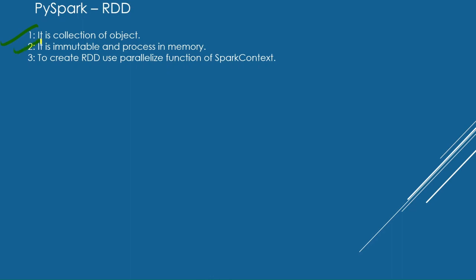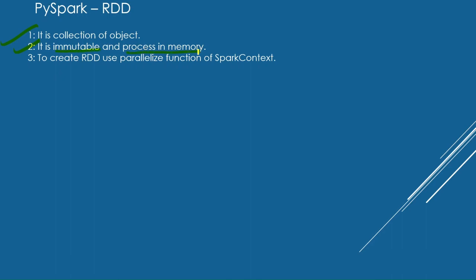It is immutable and processed in memory. So what is immutable? Suppose we have created an RDD, so that RDD is not going to mutate. That RDD is not going to change. If you want to change anything on top of the RDD, a new RDD will be created, but that RDD will not change. That is what it means by immutable.